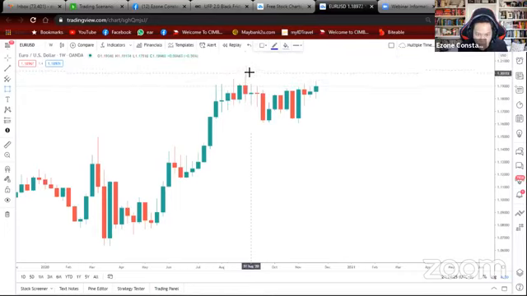There's a wick, there's a shadow here. So we're going to use this area here to do boxing and zone. Now, the longer the tail, that will be the best area for resistance zone.